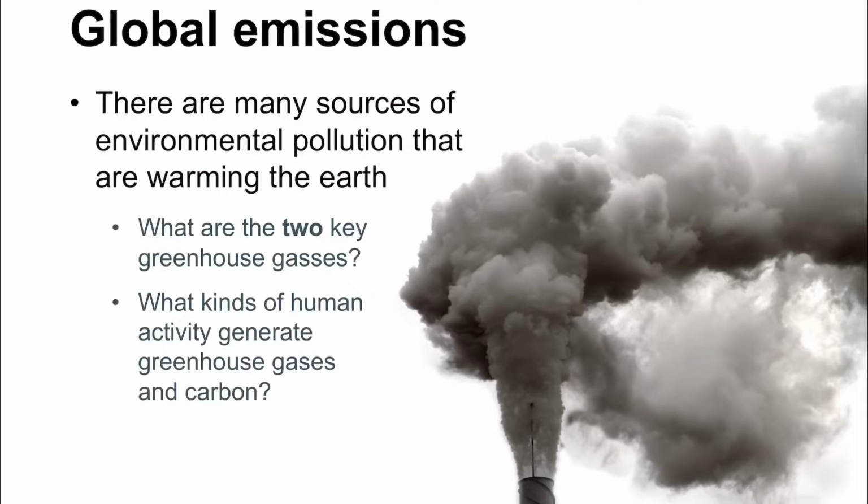So first we're going to look at global emissions. There are many sources of environmental pollution that are warming the earth, causing this greenhouse gas effect that we've got. And the two key greenhouse gases, although there are more, are carbon dioxide and methane. And it's our activity, it's human activity on the planet that is creating more and more of these gases, which are in turn warming our planet. And we're going to look at that in a little bit more detail.